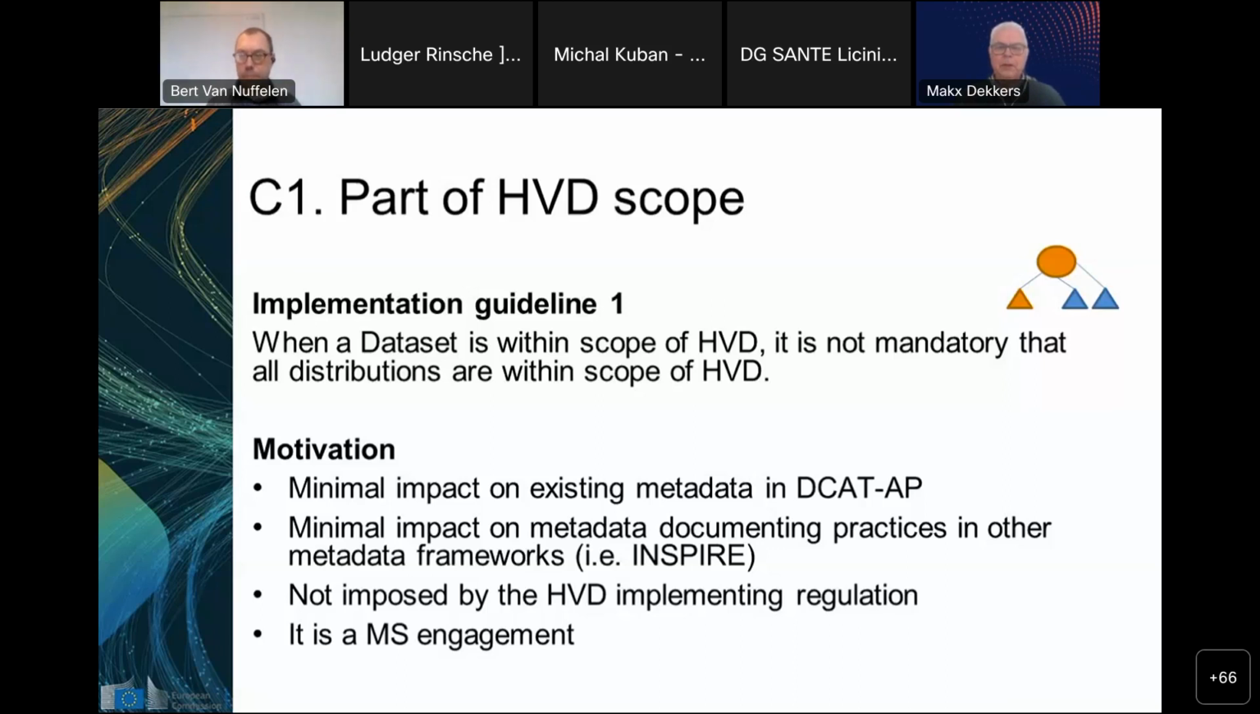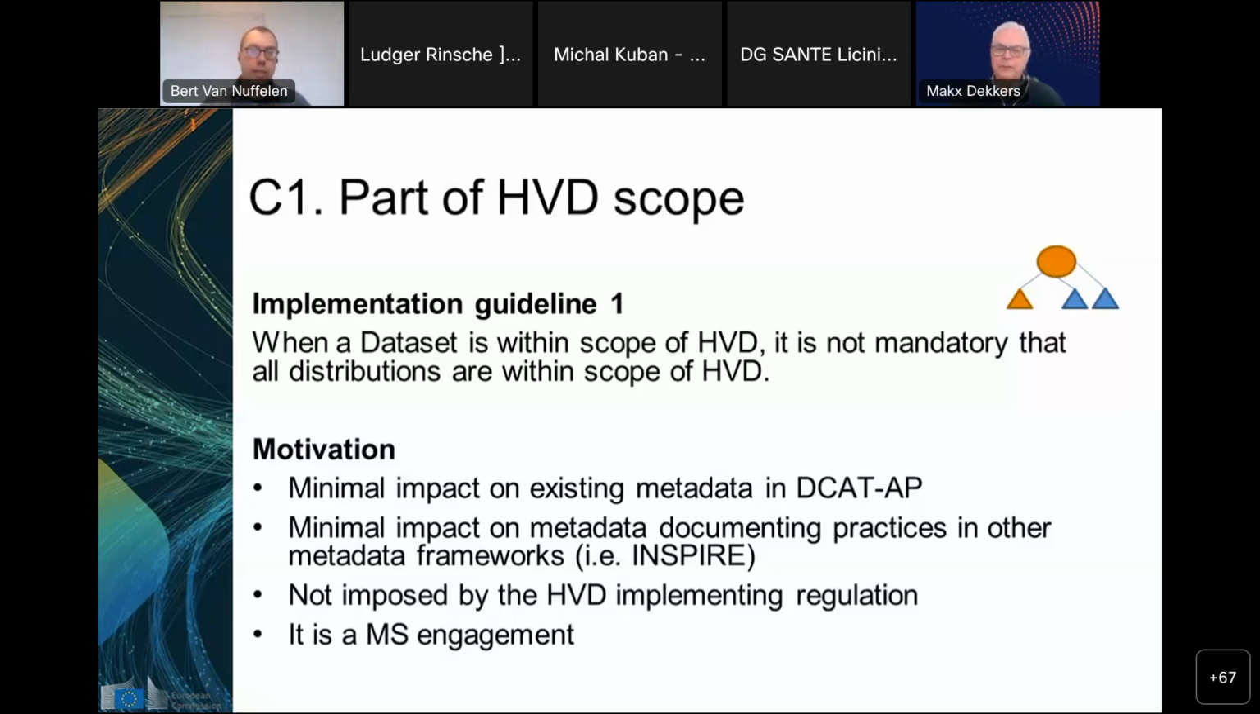Okay. Any comments on this? Any questions? Any observations? I understand, Bert, you're saying this actually makes it easier. This doesn't require going back to existing metadata, so it's minimal impact. The goal is to have minimal impact to restructure. Otherwise, you might have to restructure the metadata that you have already recorded. I don't see any objections to this.